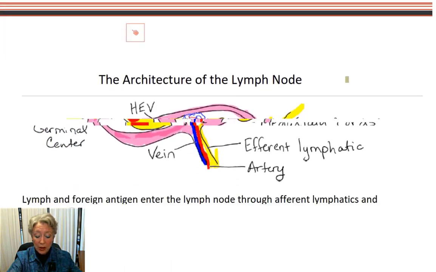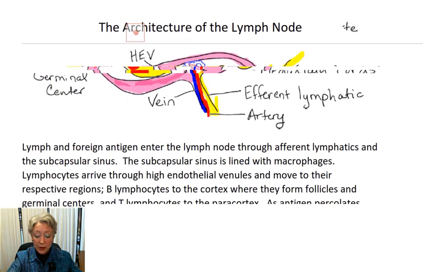Now, when we look at the architecture of the lymph node, notice that what we have to talk about here is two flows. We have the flow of the lymph into the node, and we have the flow of the blood bringing cells into the node as well. These are sort of against one another, the lymph node itself bringing in the material from the tissue fluids, and the cells being brought in via the blood to sample what is present in the node.